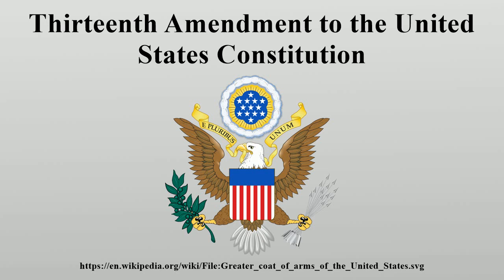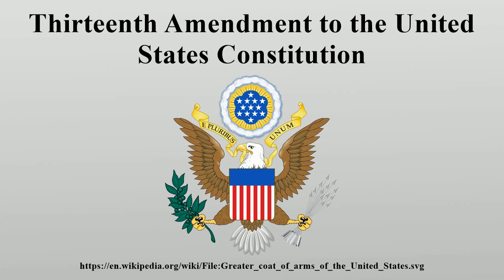In contrast to the other Reconstruction amendments, the 13th Amendment was rarely cited in later case law, but has been used to strike down peonage and some race-based discrimination as badges and incidents of slavery. The 13th Amendment applies to the actions of private citizens, while the 14th and 15th Amendments apply only to state actors. The amendment also enables Congress to pass laws against sex trafficking and other modern forms of slavery.